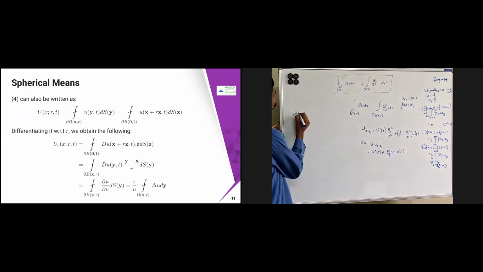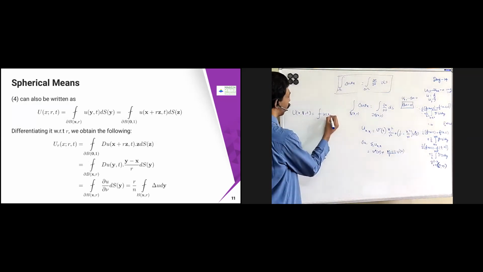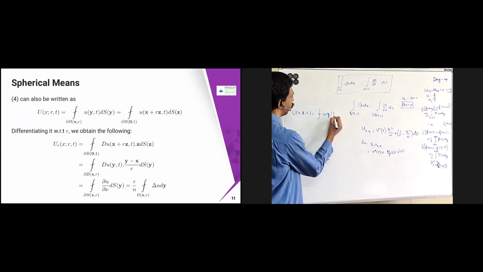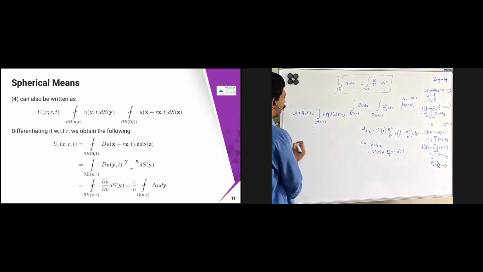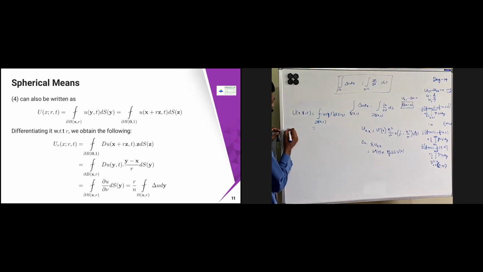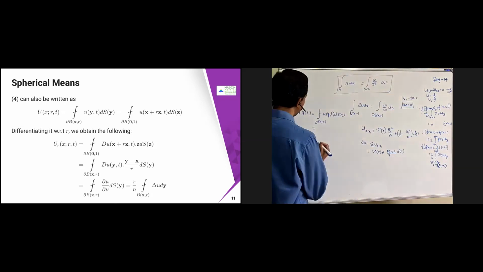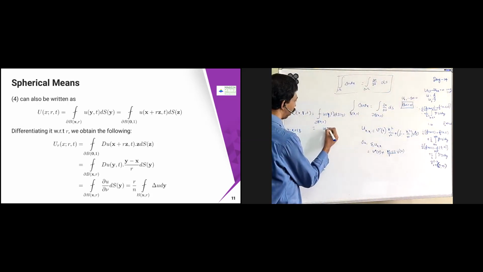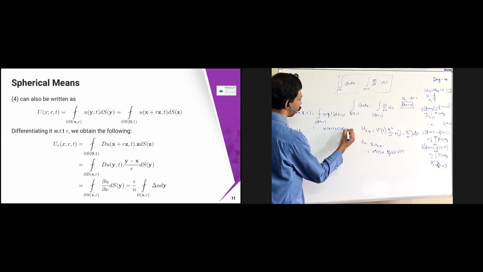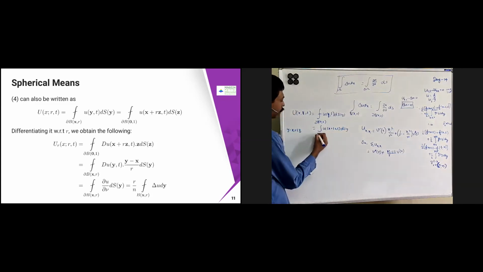U(x, r, t) is nothing but the average of u(y, t) dS_y over ∂B(x, r). I am going to put in a transformation: y = x + tz. I'm trying to bring this to a simpler equation. So this is going to become u(x + tz, t) dS over ∂B(x, r).